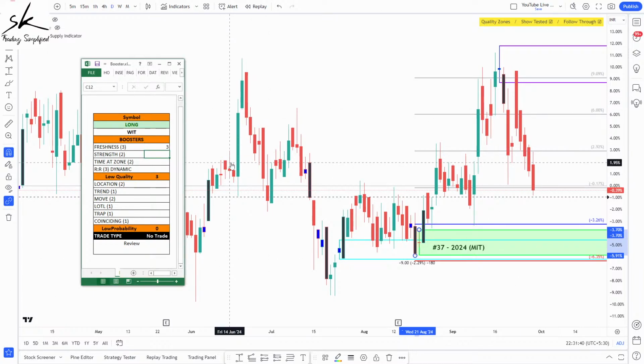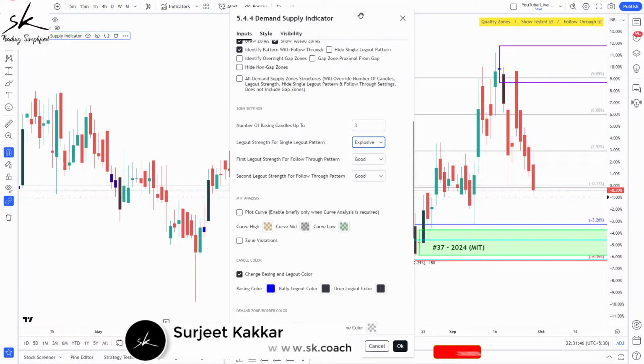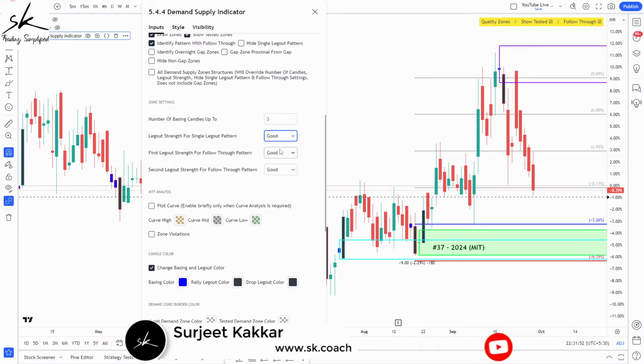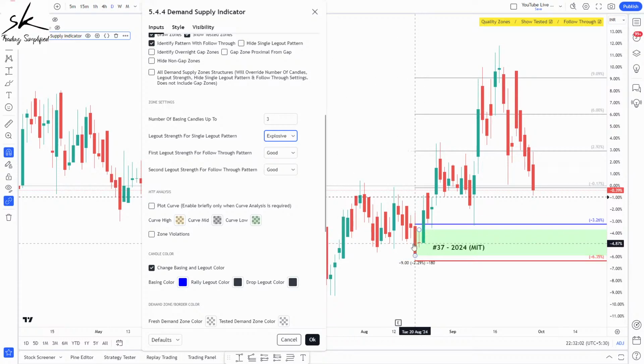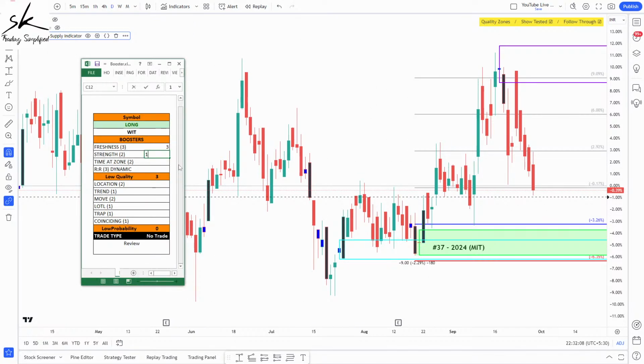Talking about strength, we don't have an explosive move, because if I change my indicator settings to explosive, you will see it will not mark it. Because by default for daily time frames and above, I don't use explosive, I use good, because the bigger the time frame, the higher the weightage. So I'm also okay with a good move. So with a good move, it is getting identified for us, but with explosive move, it is not getting identified for us. So we know that we don't have an explosive move, but we do have a good move, and a good move can get a score of 1.